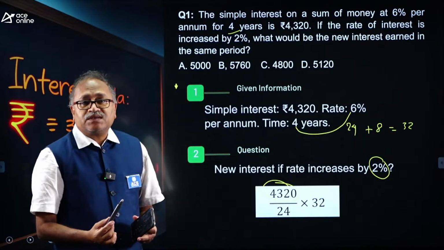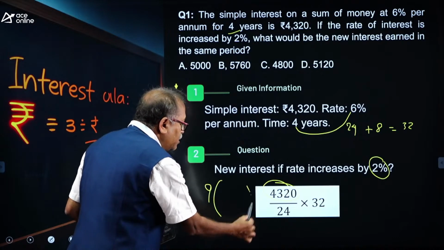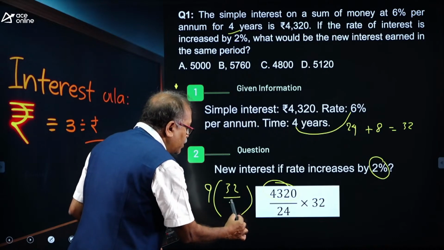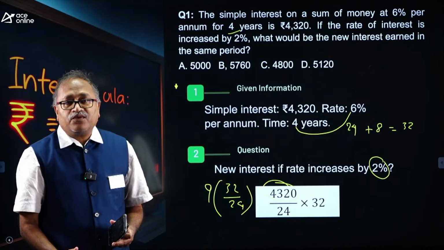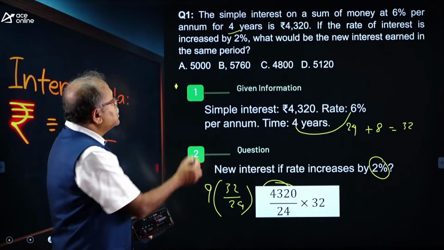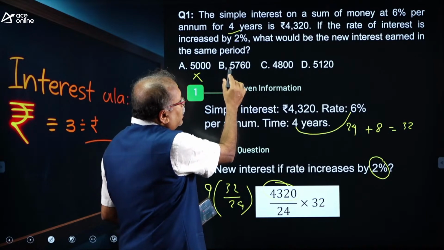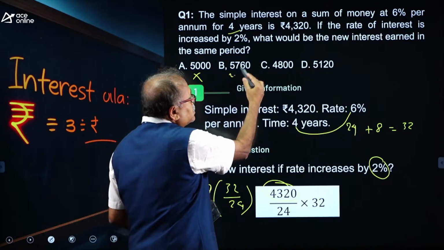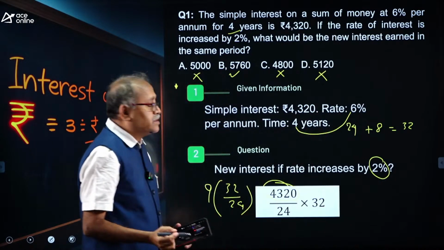The sum of the digits is 9. So if you multiply 9 with any number, like 32 by 24, the digit sum will always be 9. Look at the option choices: the sum is not 9 here, the sum is 12 and 18. 8 plus 1 is 9, not this one, and here also not this.